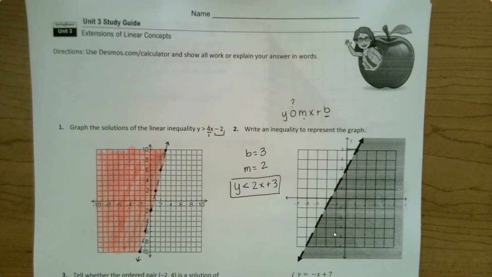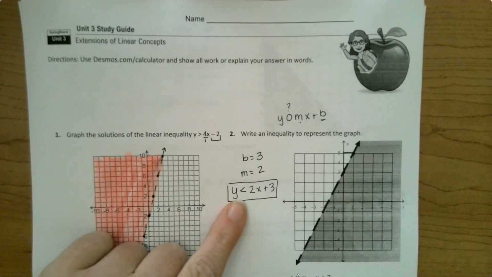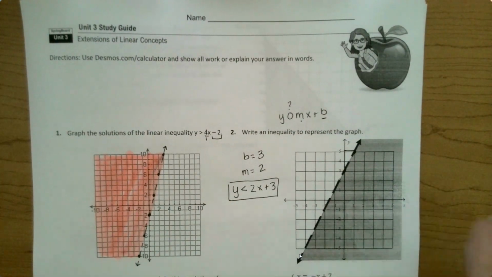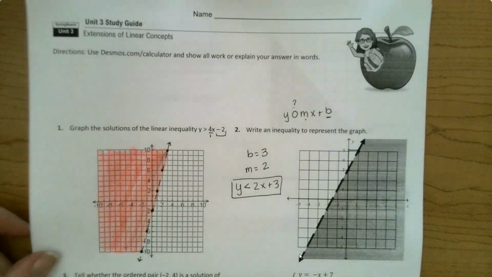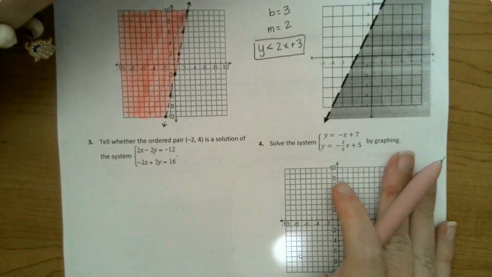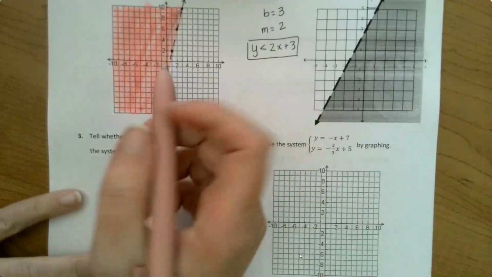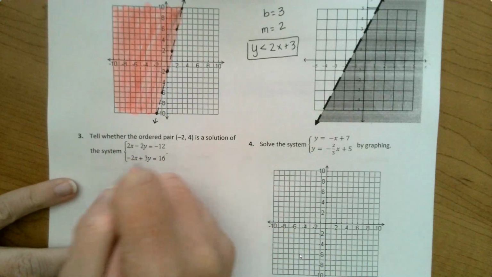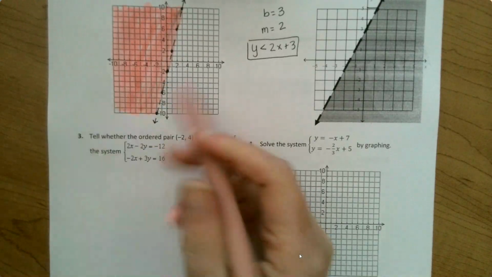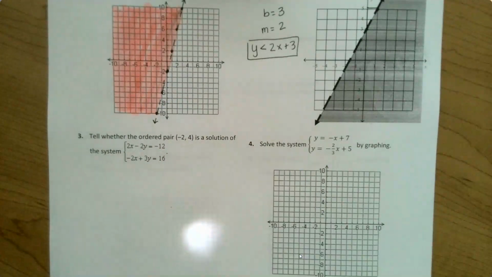All right. And again, if you want to double check, you could take this equation, type it into Desmos, and check that the graphs match. Okay, Number 3, tell whether the ordered pair, -2, 4, is a solution to the system. So again, I do want to emphasize that you can use Desmos for almost every single one of these questions. You could type these into Desmos and check and see if that's where they cross. And if it is, great. And if it's not, then that's not the solution.